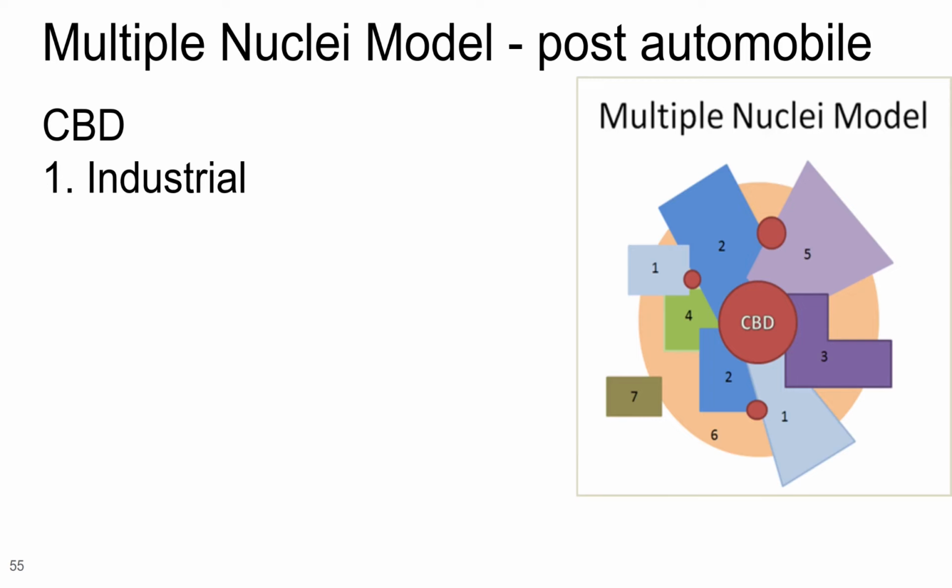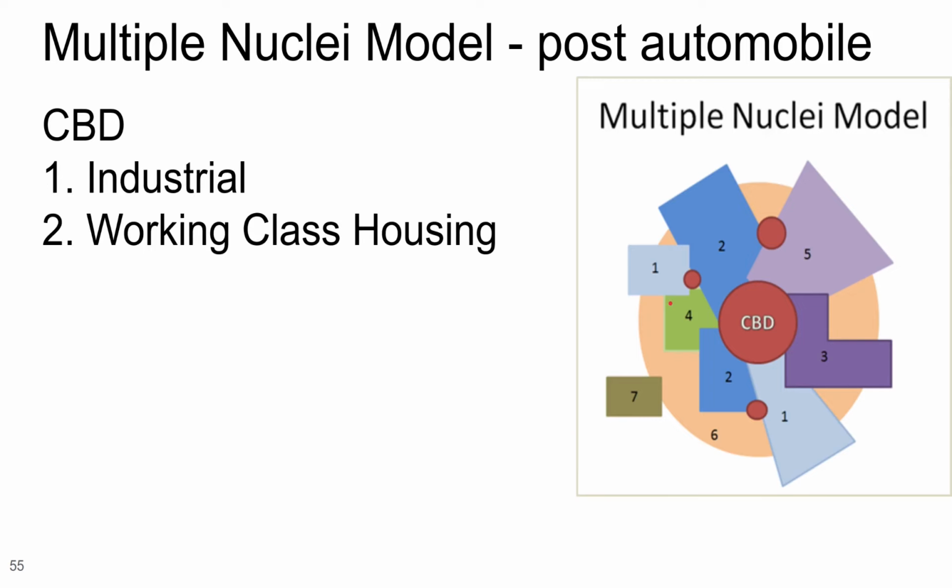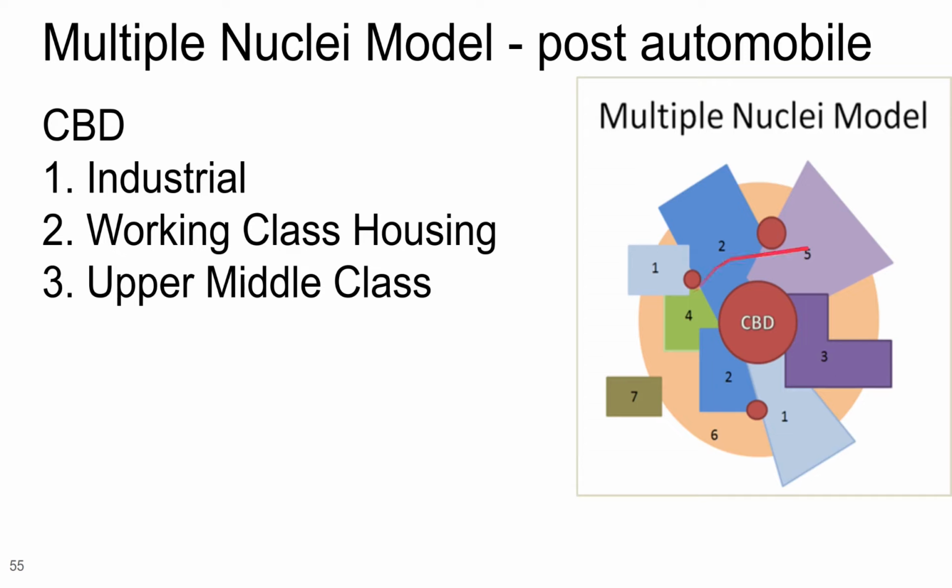So we have a central business district. We have industrial spaces wherever. We've got working class housing close to the downtown. Upper middle class, maybe, well, same place. I'm just going to say in this example, there's got to be some sort of site factors that we're unaware of. Like maybe it's prettier over here.